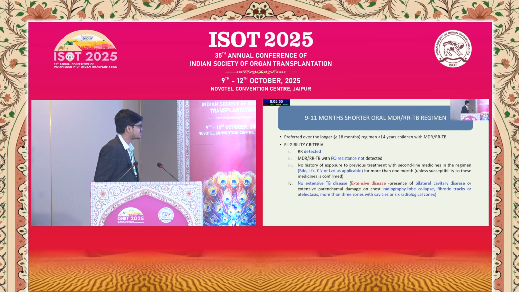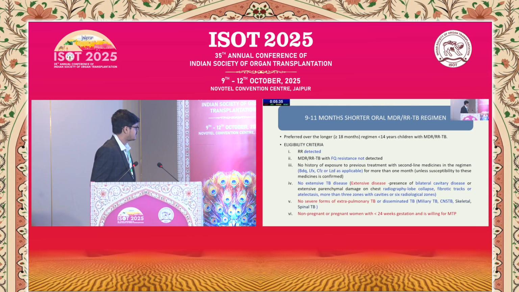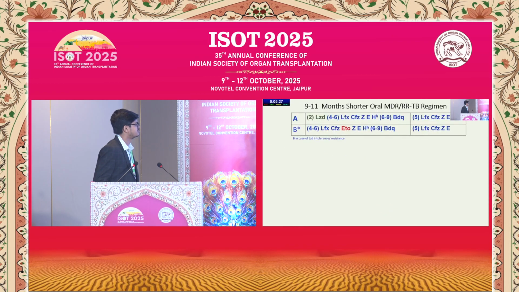There should be no extensive tuberculosis such as bilateral cavity lesion, radiographic lobar collapse, and more than 3 zones with cavities and 6 radiographic zones. Then we cannot use this regimen. We have to go ahead with a longer regimen therapy. Non-severe form of extrapulmonary tuberculosis we can use, and in case of a non-pregnant woman, or a pregnant woman less than 24 weeks of gestation who is willing for MTP, we can use this regimen. In short, in pregnant females, we cannot use this regimen.